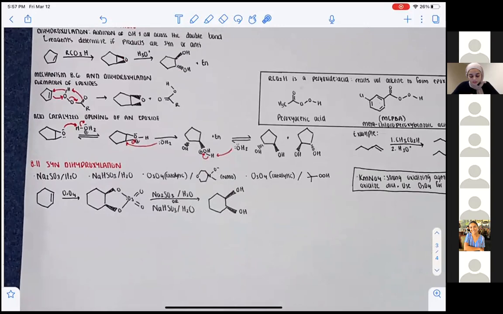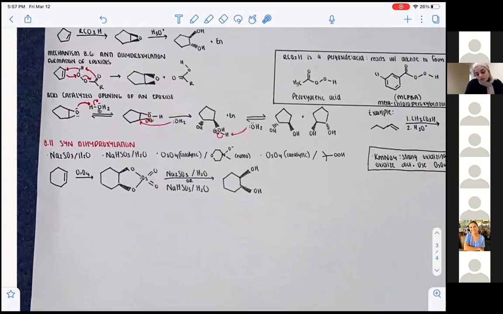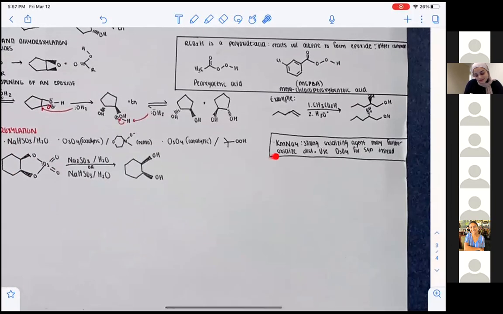I know that OsO4 does something different though. OsO4 reacts first, forms this nice little diamond shape, pretty. And then you react it with either one of these to form syn. And then I have over here that KMnO4 is a strong oxidizing agent and may further oxidize. I can't even read my handwriting. Acid, maybe. So you use OsO4 for syn instead.